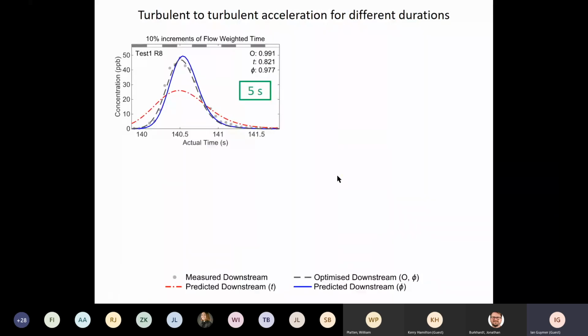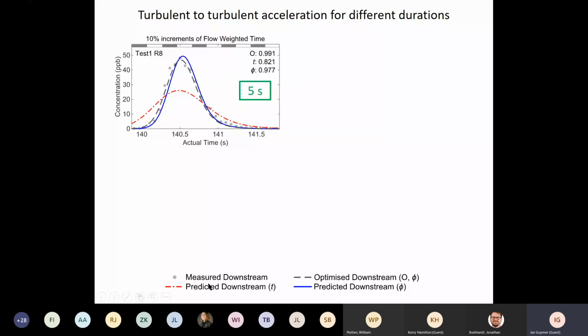Some results from the tests that we did, and I probably put too many results in here, so I will focus on this one and then quickly go through the others that make up the page. The gray dots are the measured downstream concentration. The black dashed line is the calculated best fit we can get to that when we analyze it in flow weighted time. So those are the data and the analysis of the data.